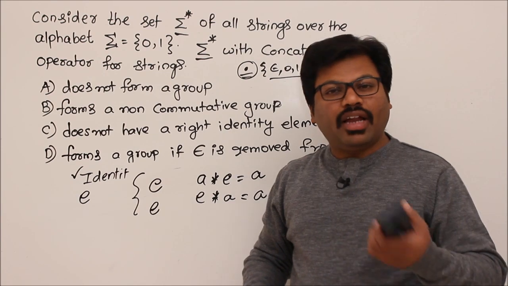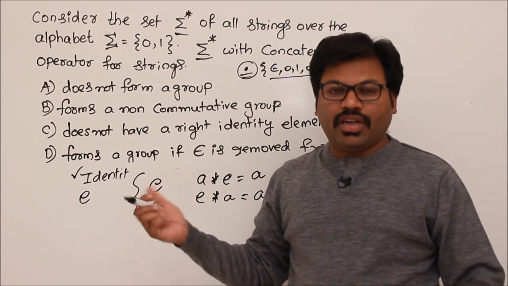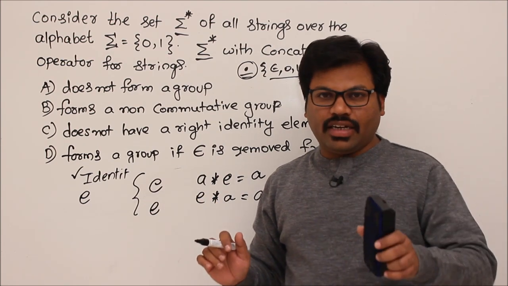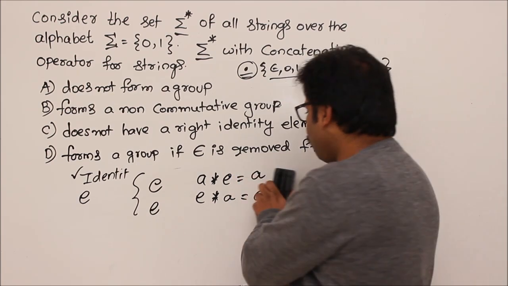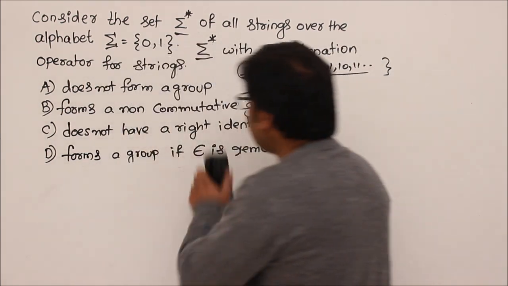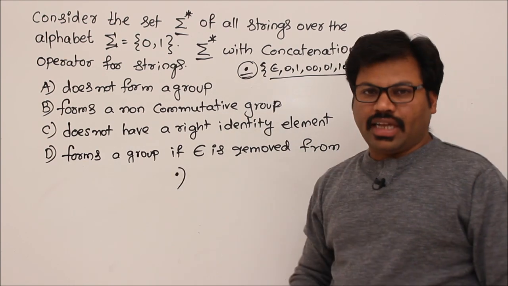But sometimes we may not have an identity element, but we may have a right identity or a left identity. But if you have a right identity but not a left identity, then that is not a real identity. Okay, remember. Now we will see what the concatenation operator is and what properties it has.